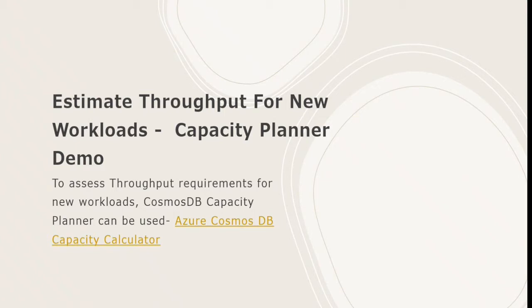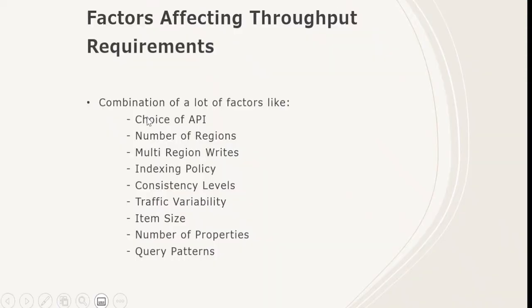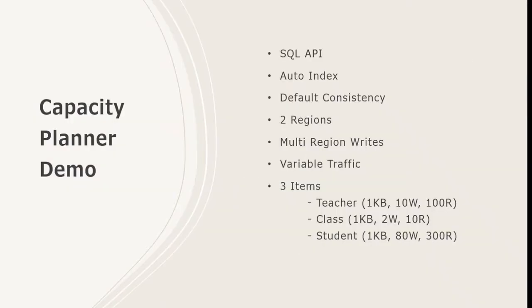So talking about the first scenario, how do you actually estimate throughput for new workloads? We have a tool, the capacity planner tool, where you can tweak all these factors and see how many RUs you need to allocate for your workloads. We'll take a dummy scenario where we'll choose SQL API and indexing policy. We have three indexing options: custom, automatic, or raw. We'll choose automatic indexing, and we'll choose the default consistency, that's session level consistency. And then in our hypothetical example, we'll consider deploying it in two regions, and we'll also enable multi-region writes. Then we'll talk about variable traffic.